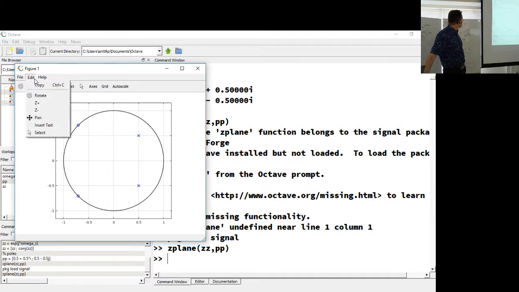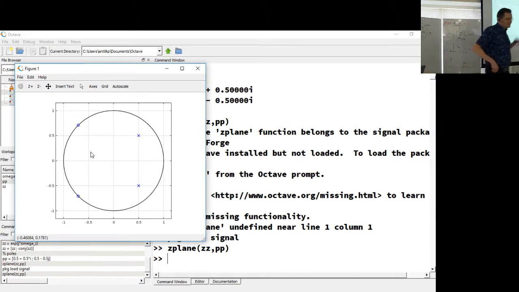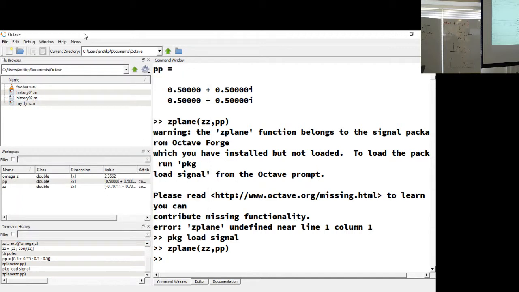Well, let's see. Does it have any? No, it doesn't have any. Let's see. Select. Can I actually do anything for this? No. No, it doesn't actually allow me to do anything for it. But yeah, there's a way. I can show you at some point. But now let's concentrate on just getting things done. So Z-plane, excellent.